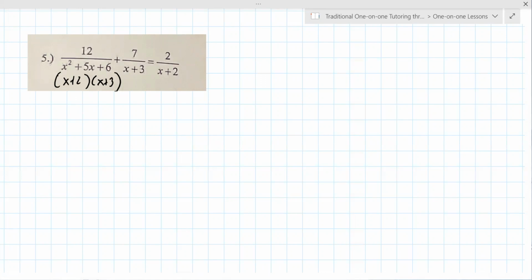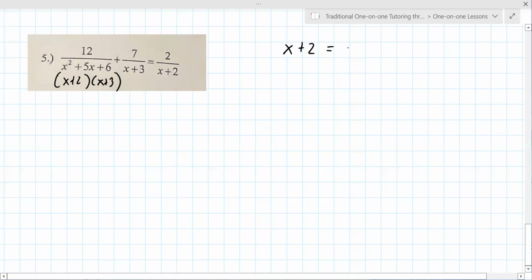Okay. So you set those equal to 0. Now you don't just set them all equal to 0 because they're duplicates. But you have to set them equal to 0. And this is what x cannot be. So x cannot be -2. X cannot be -3. Got it.